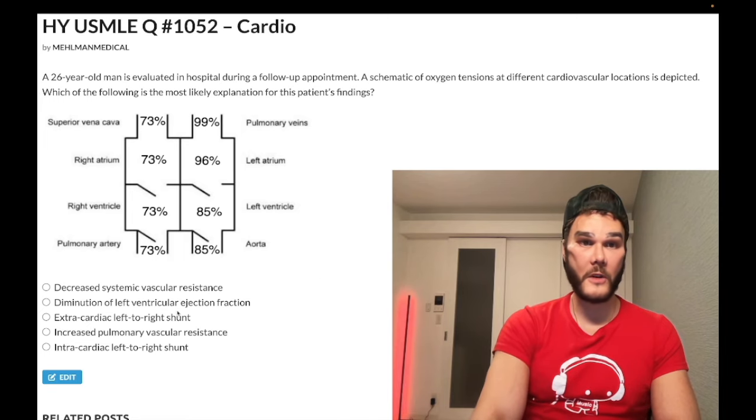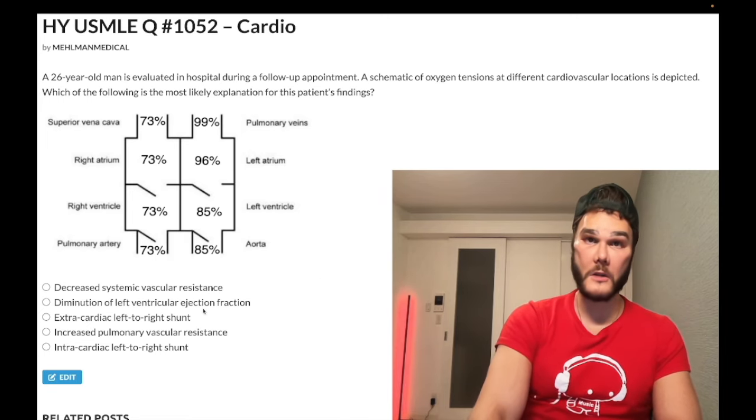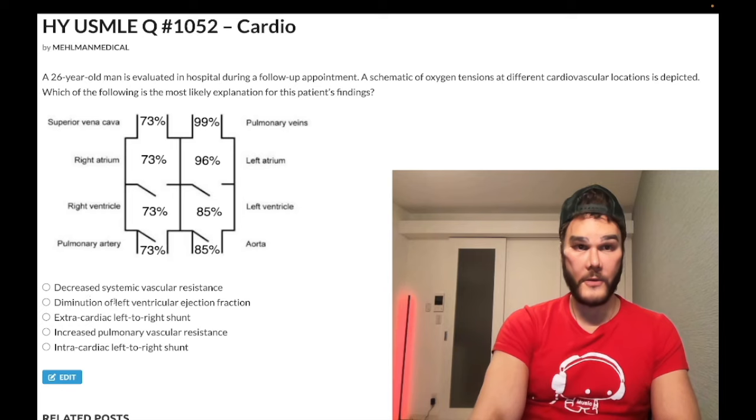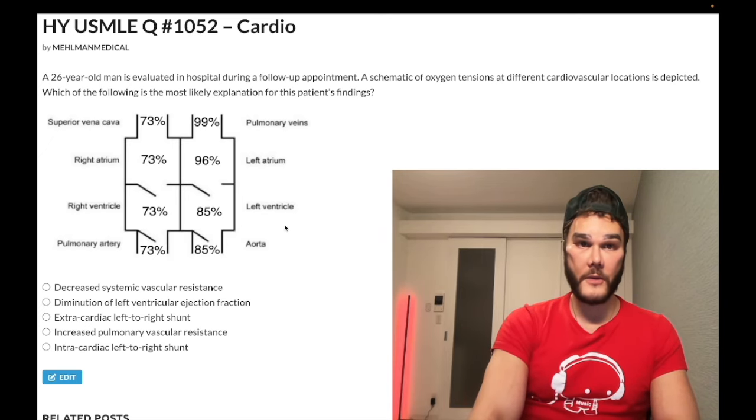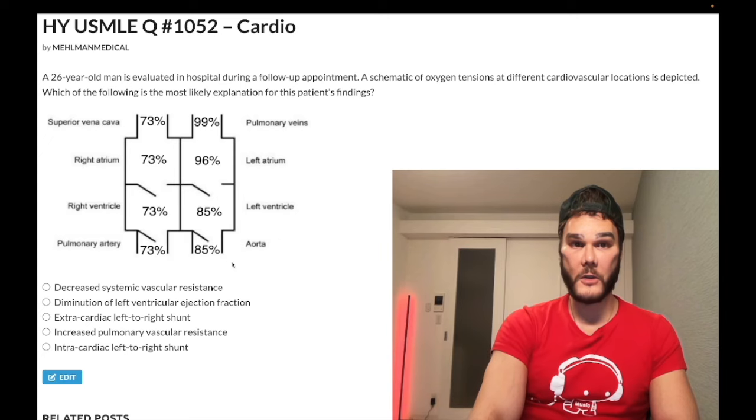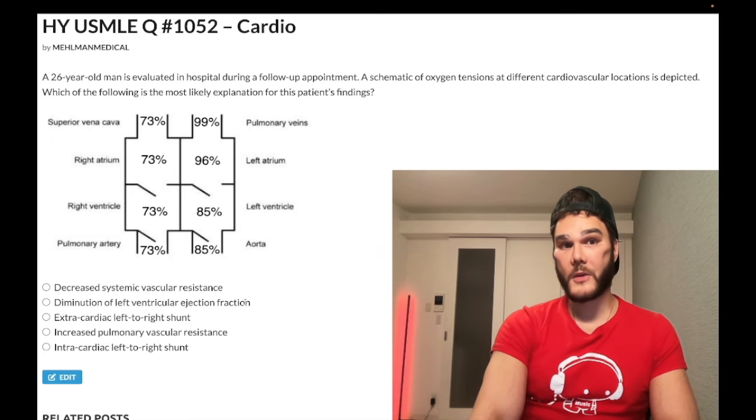Choice B, diminution of left ventricular ejection fraction. Wrong answer. So let's throw in some fancy vocabulary word that just means to decrease. Students choose weird answers when they don't know what's going on. So if we have a reduction of left ventricular ejection fraction, it's not going to affect the oxygenation here. You can clearly see there's no difference in oxygen tension between the left ventricle and the aorta. This would be the answer for left heart failure, okay?